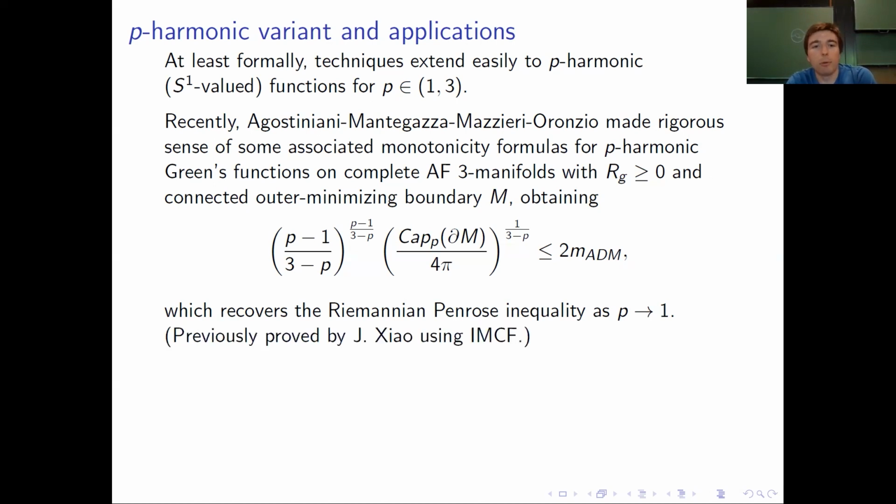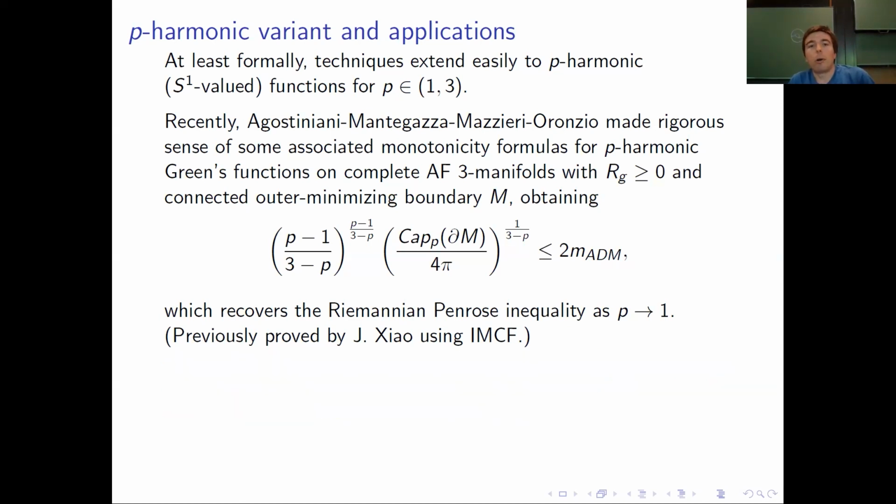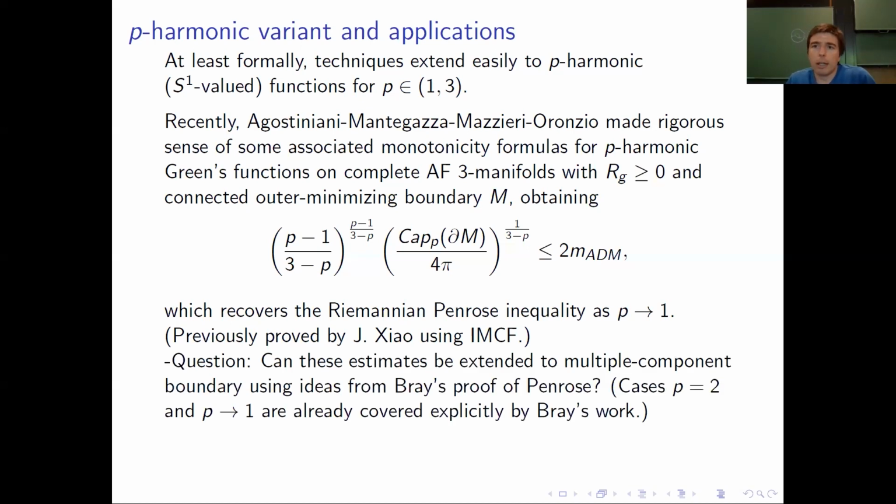Okay. So it's maybe worth noting that you can actually achieve the same inequalities, the same family, by inverse mean curvature flows. This was done by Xiao a few years before. Let me just make a remark here, which is that all of these monotonicity results require those outer minimizing boundaries connected, right? Just as for the inverse mean curvature flow approach. So I would imagine that these would hold with connected boundary as well.